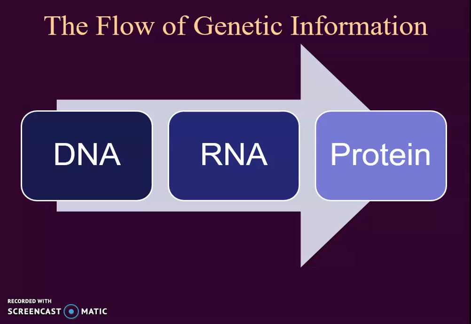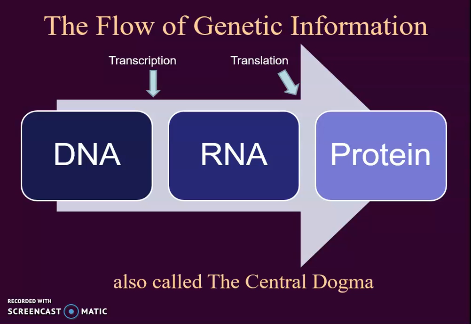So the first step is taking the instructions in DNA and turning them into something that's useful. We call that process transcription. Then the cell is able to read the RNA, the message, and build a protein out of that. We call that the central dogma. That's how all things express their genes.